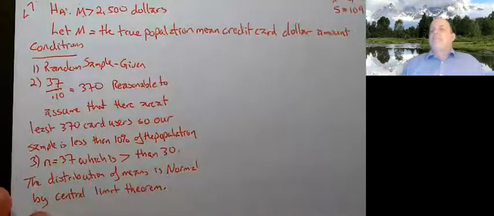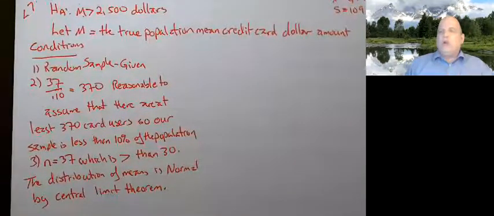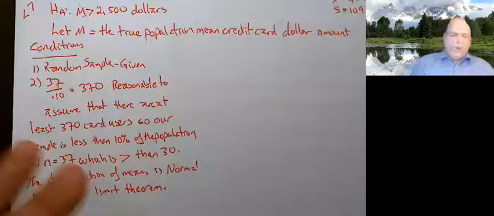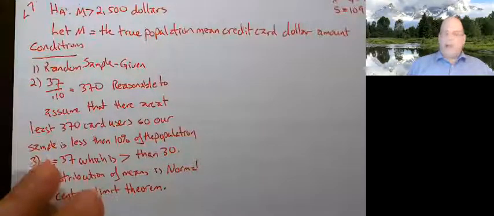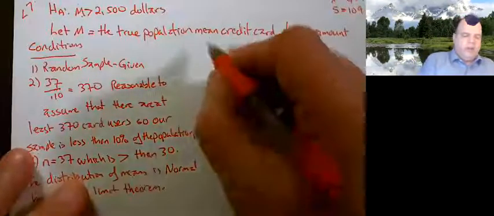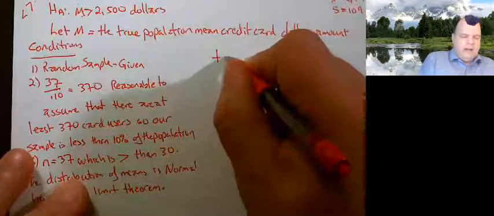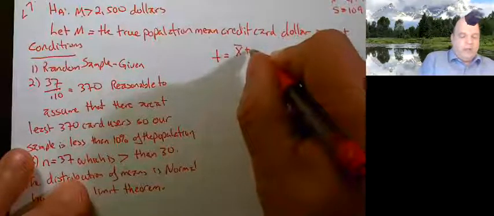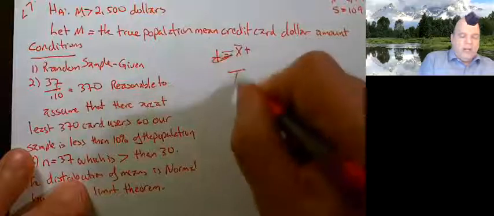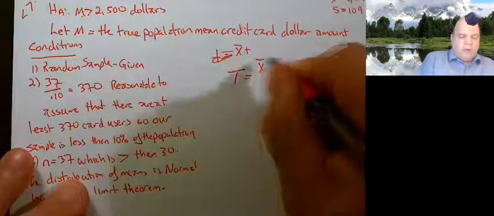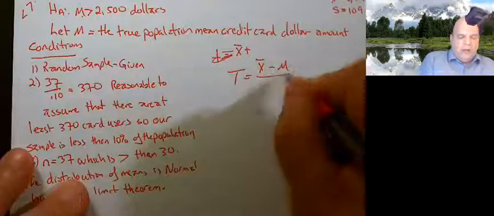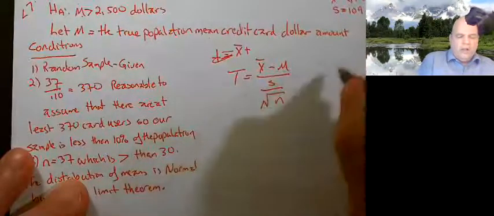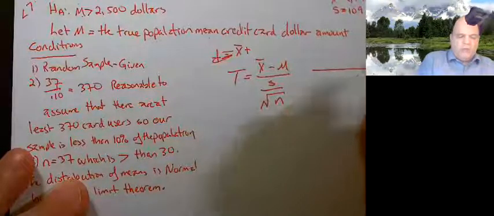All right. So let's go ahead. Now that we've done that, we need to write our equation. Our equation for this is t equals x bar minus mu, over s divided by the square root of n. I'm going to draw a really quick picture of this.